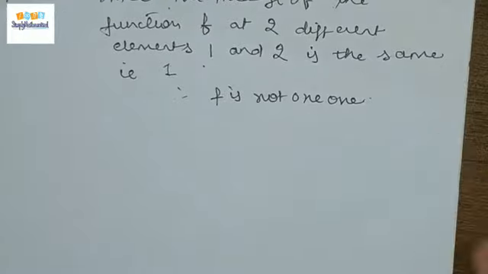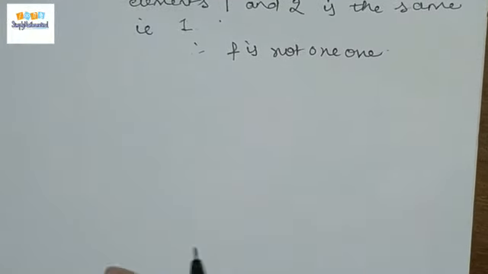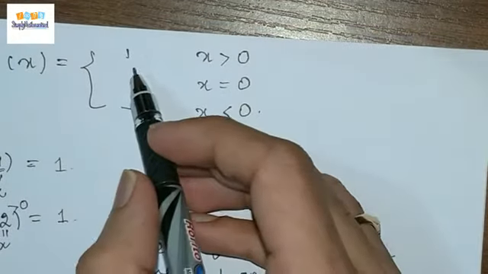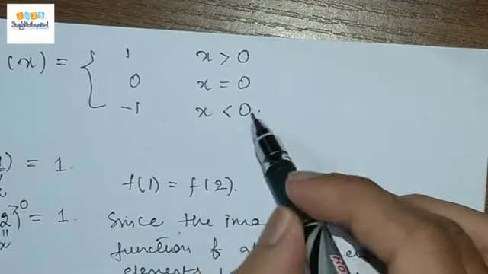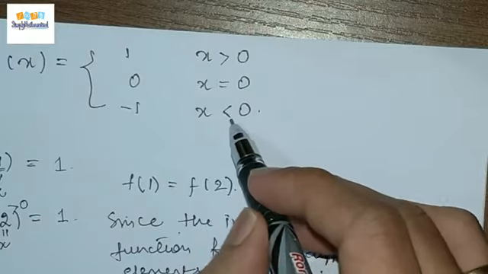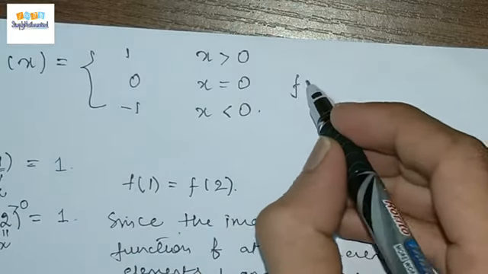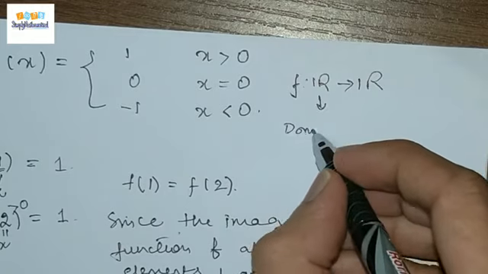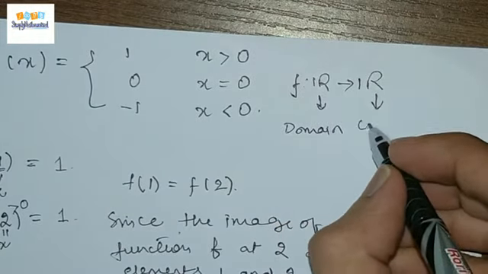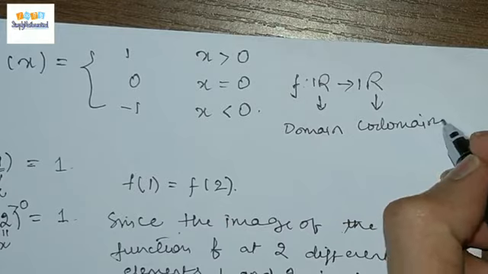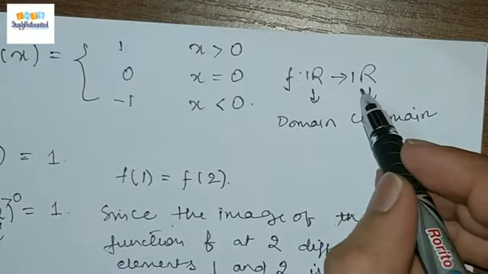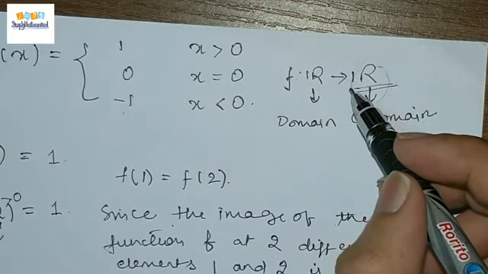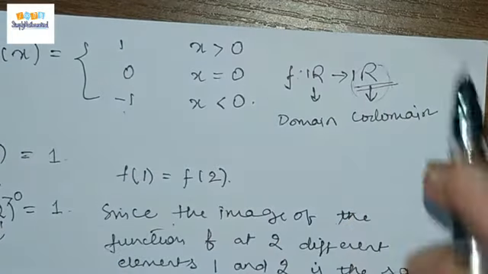Now we will prove that f is not onto. So you can look at the definition of the function. It is 1 when x is greater than 0, 0 when x is equal to 0, minus 1 when x is less than 0. The function is defined from R to R. This is the domain of the function and this is the codomain of the function. So the values 1, 0, minus 1 are in the codomain.